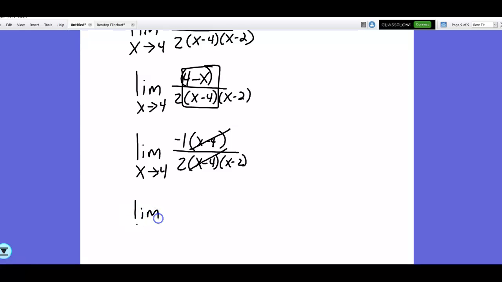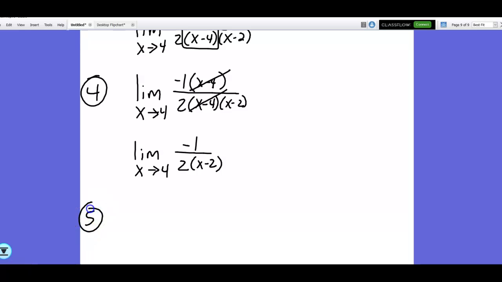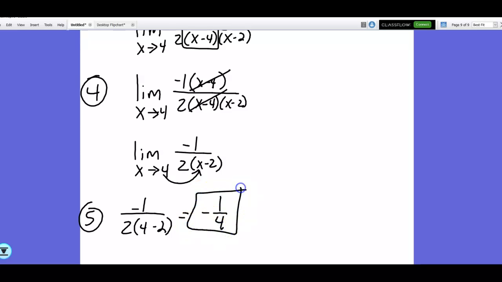and you're going to be left with -1 over 2x minus 2. All right, so that was step 4, by the way, where we flip it around, put a negative so we can cancel, and that's removing the discontinuity. And so now we're ready for step 5. And in step 5, basically, we're just going to plug our number in. And that's going to leave me with -1/4.